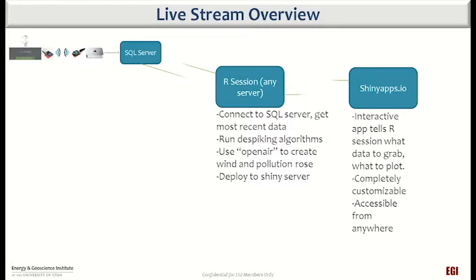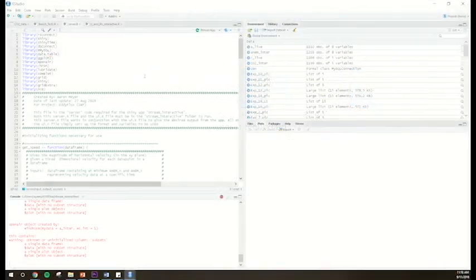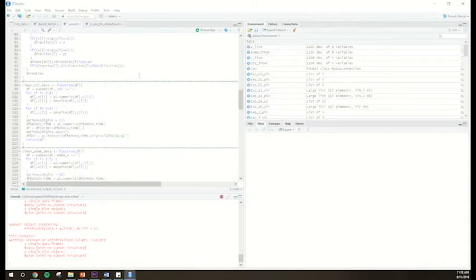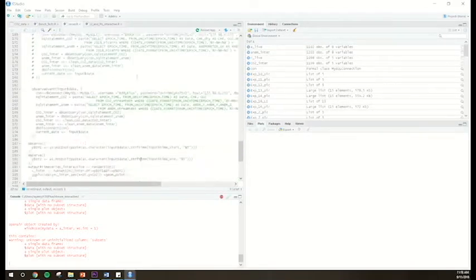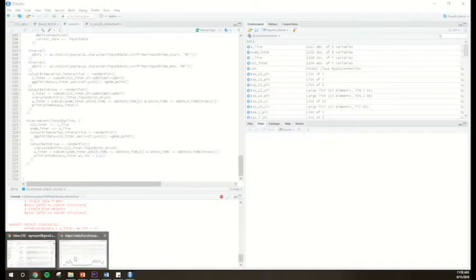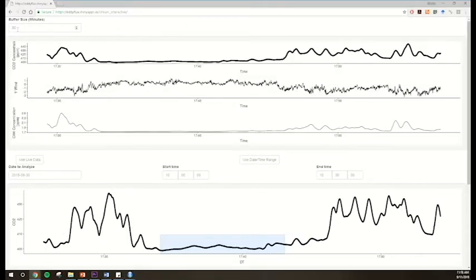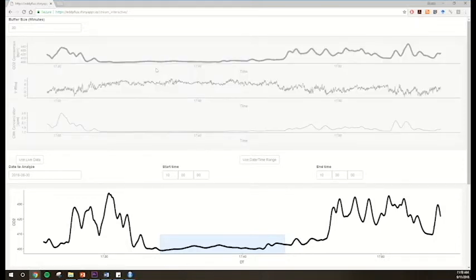Here is the live stream in action. This R session is running the code necessary to publish the app to an online dashboard as seen here. Once again, the user can input a buffer size to specify how far back in time the plot should go. As new data is fed into the system, the plots are automatically regenerated and updated as a product of the R code.